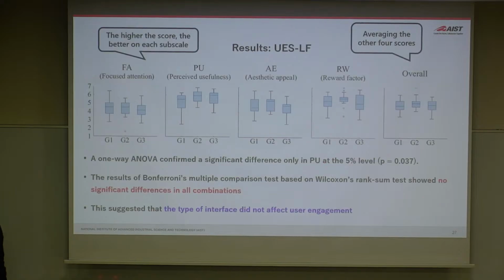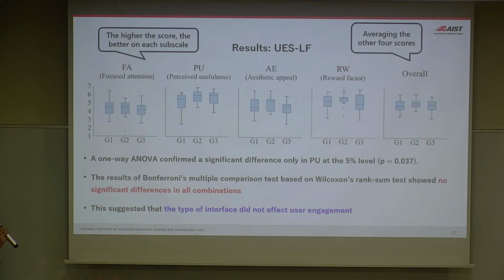This is the result on the UES-LF, the user engagement scale. The higher the score, the better on each subscale. Subscales are focused attention, perceived usefulness, aesthetic appeal, reward factor, and overall. The overall is the average of the other 4 scores.